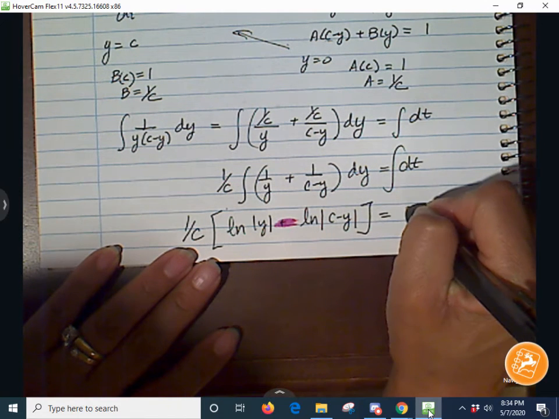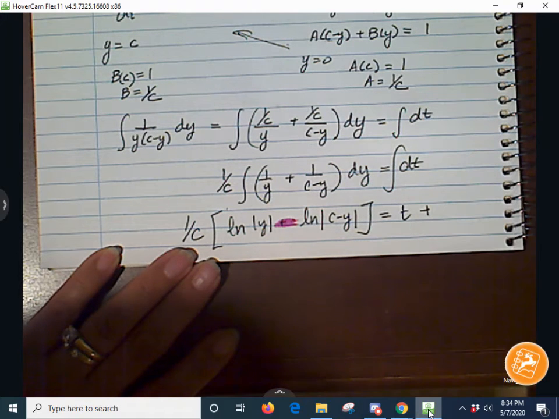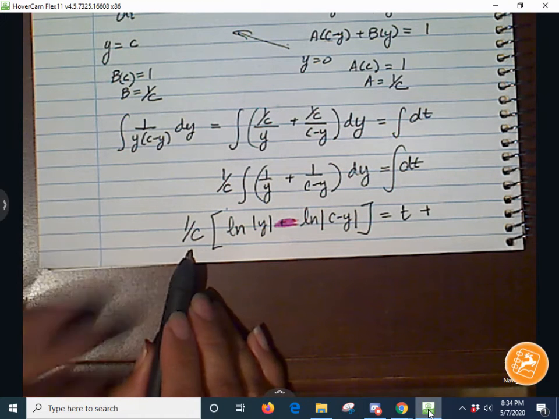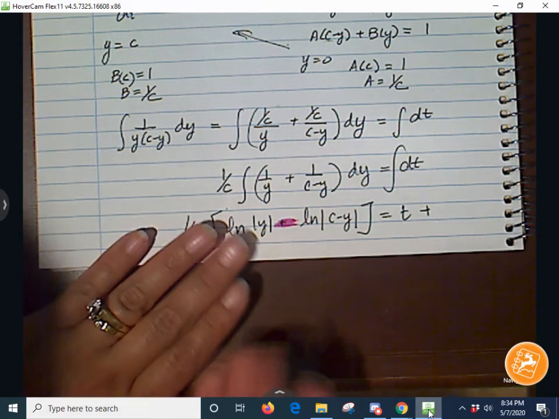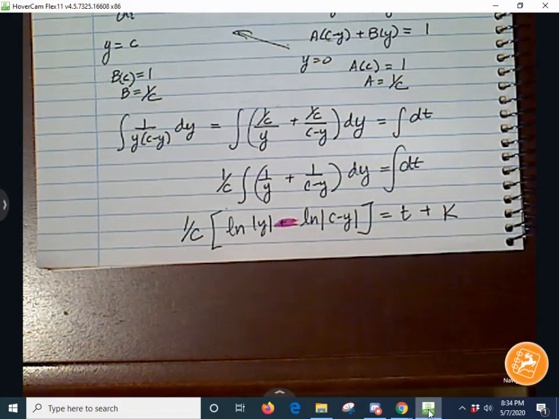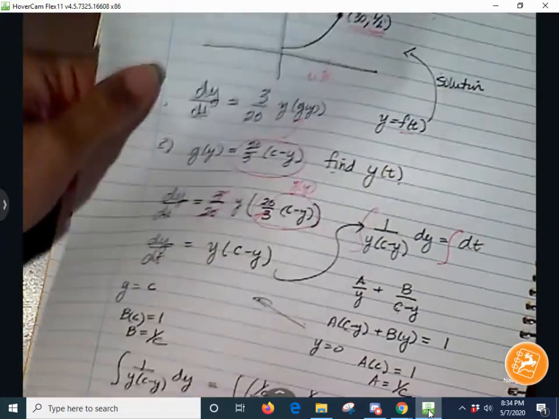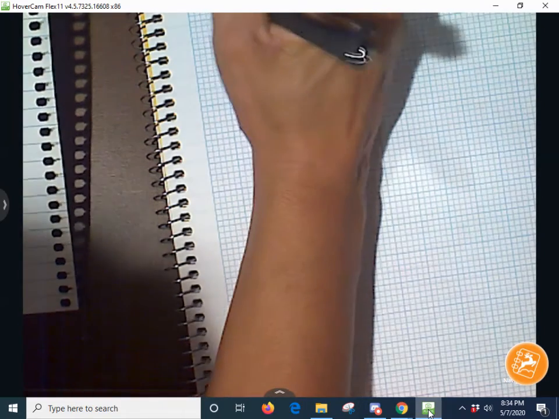Is equal to what? Oh, t plus, well, now I'm not going to use c because it can get confusing with the other c that we have. And so I'm just going to try to stick to their variables. I'm going to put k so that it's kind of in line with our solutions. So that's my additional constant. All right. Now, give me a second because I need to tear this out. All right. Okay, so let me rewrite this.